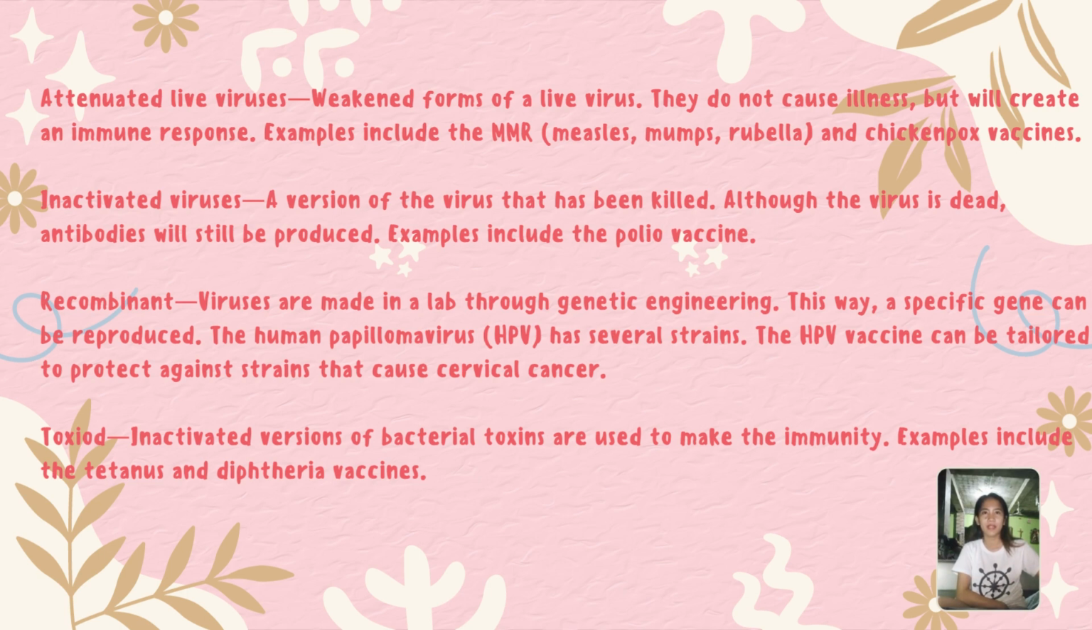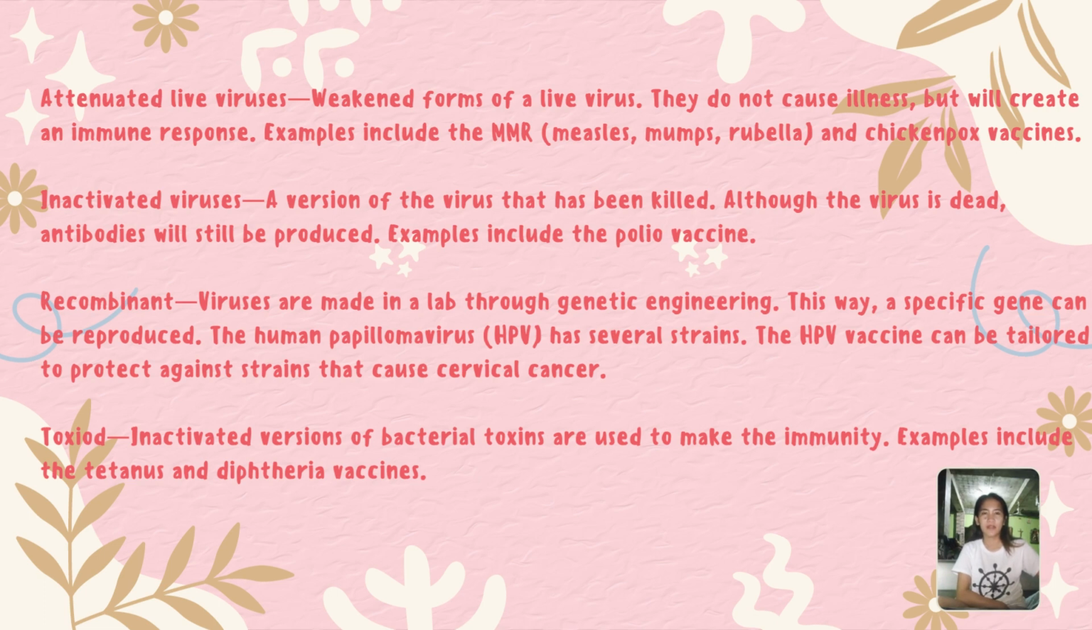Recombinant viruses are made in a lab through genetic engineering. This way, a specific gene can be reproduced. HPV has several strains. The HPV vaccine can be tailored to protect against the strain that causes cervical cancer.